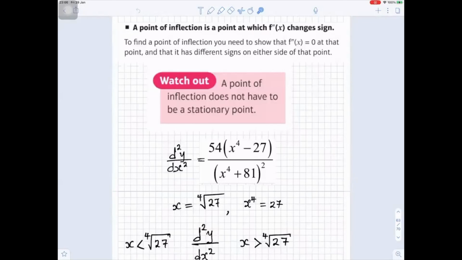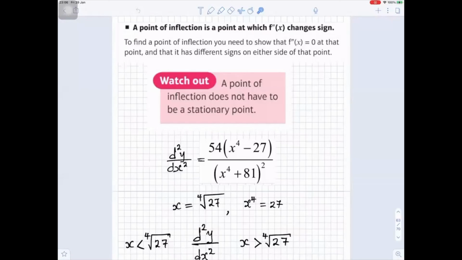So a point of inflection is a point at which f double dash of x changes sign. To find a point of inflection, you need to show that f double dash of x equals 0, which we have done at that point, and that it has different signs on either side of that point. And you have to watch out. A point of inflection does not have to be a stationary point.